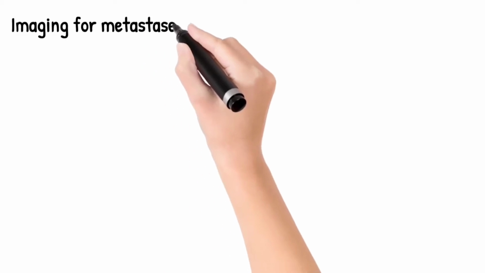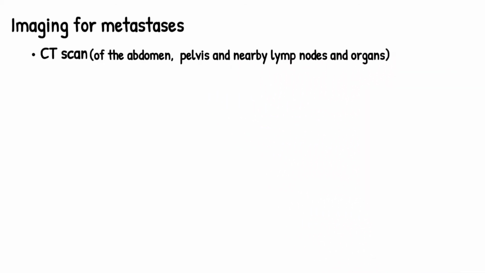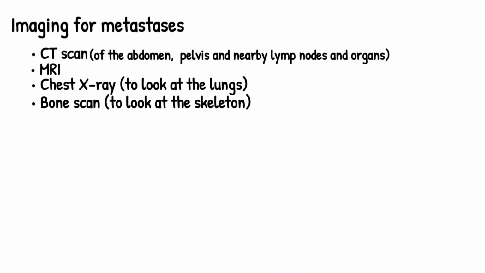In imaging for metastasis, if the urologist has a confirmed cancer diagnosis, he or she will check to see if it has spread. If urinary tract cancer cells are found in other sites, it is called metastatic cancer. So here are the tests to see if the cancer has spread to common sites, which include the CT scan, specifically the abdomen, the pelvis, the nearby lymph nodes and organs. Next is MRI, chest X-ray to look at the lungs, bone scan to look at the skeleton.